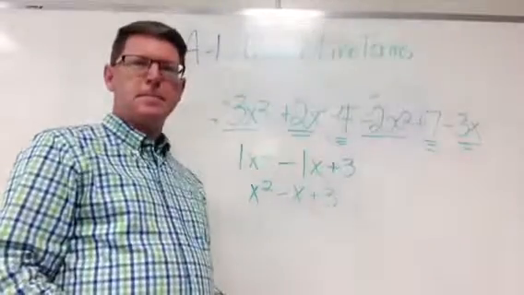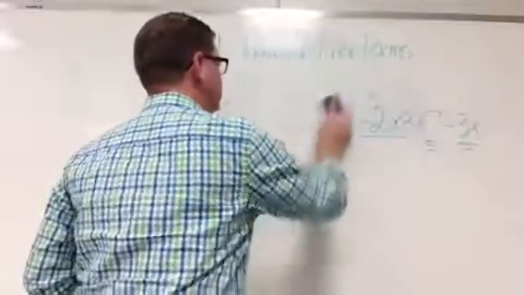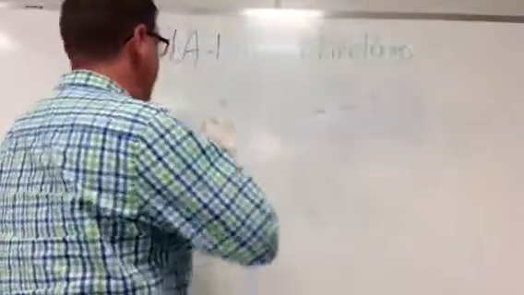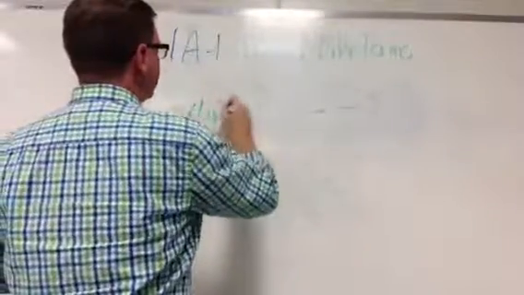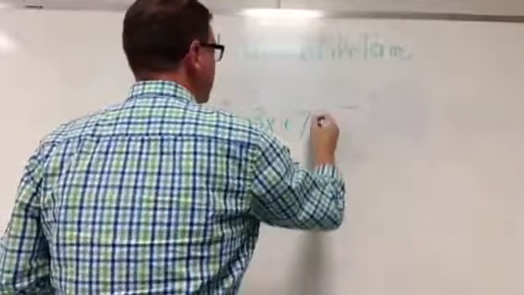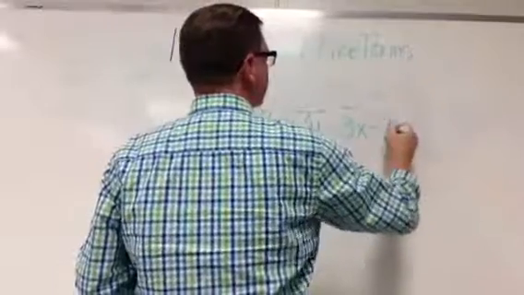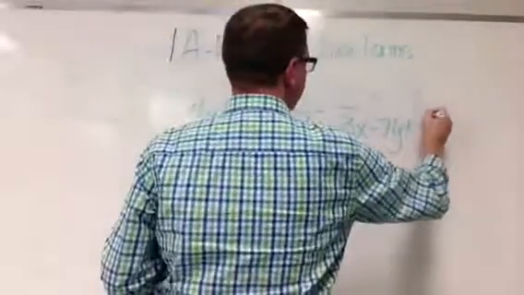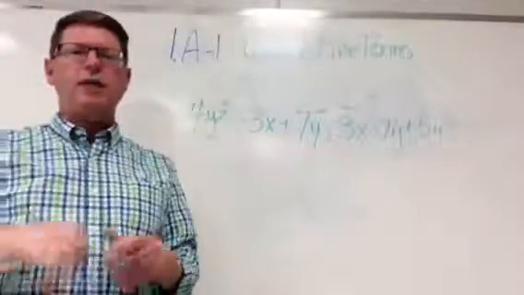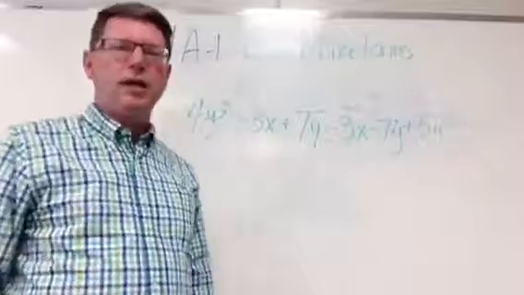So let's do another example. What if I have 4y squared minus 3x plus 7y minus 3x minus 7y plus 5y squared? I know I wrote that fast, so I'm going to give you a second to write it down. If you need to pause, you can.